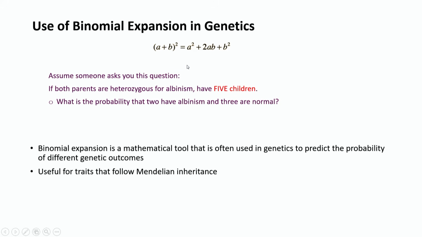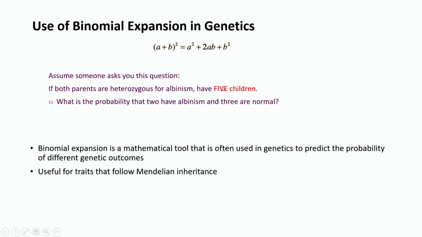We learn it in our 10th grade, that (a plus b) the whole square is a square, 2ab and b square. It's exactly the way we are going to expand our binomial for a power of 5, like 5 children or 6 children or whatever number, right? So let's take this example. I'm just keeping it simple, keeping the example the same.